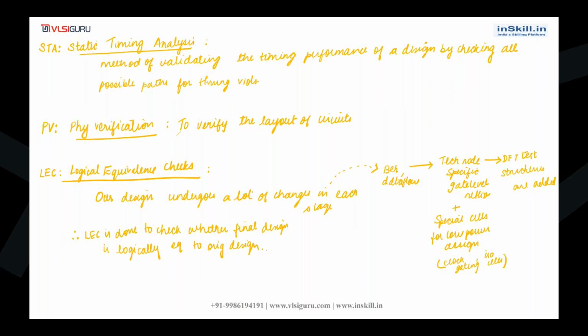So if you see our design, it undergoes a lot of changes in each stage. We had already seen it, and I have also written it here. First we had the behavioral and data flow level model code. That got converted into a technology node specific gate level netlist, and certain special cells for low power design will be added, like clock gating and isolation cells. DFT test structures are added. So that's why LEC is done to check whether the final design is logically equivalent to the original design.